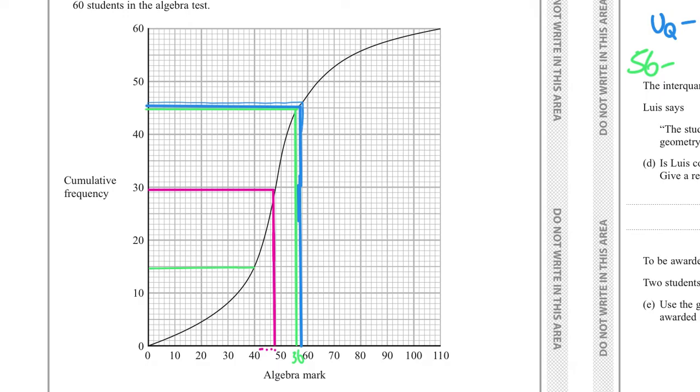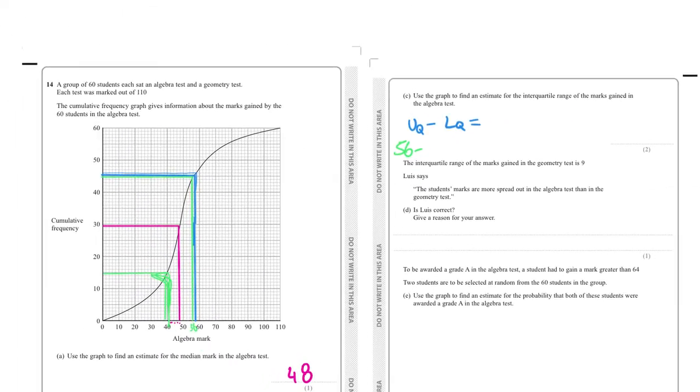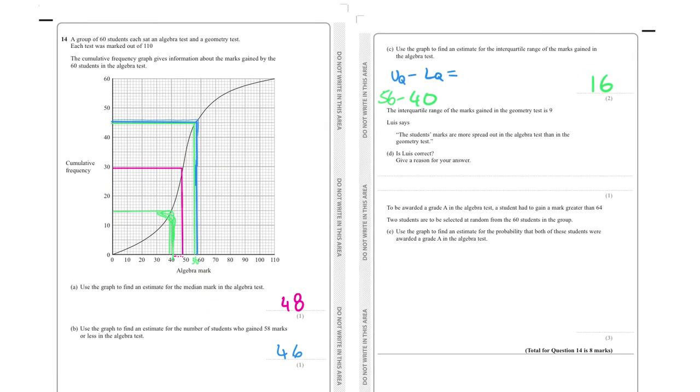Okay, go across, we're going to get 40. Is everyone doing this at the same time, yeah? Oh my God. Oh, I don't know what happened there. I'm leaving that. This ruler's bewitched today. Okay, minus 40. And what is 56 minus 40? 16. Okay, so interquartile range 16.